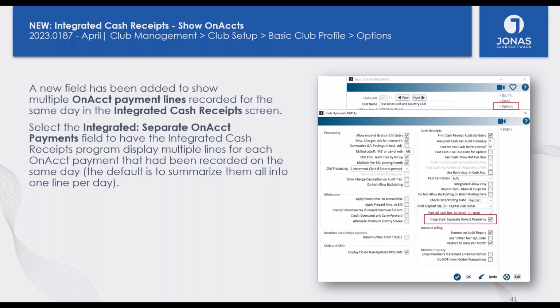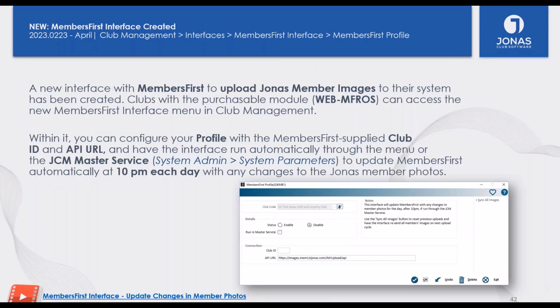So next up, we've done a new program here for the Members First interface. So we now have an interface for member photos specifically. So if you load member photos into your Jonas Club Management system, we can now have that sync to your Members First website for those of you that are a Members First website customer. If you are interested in this program, you just need to reach out to your sales rep at Jonas and they can get this module added for you. And then we can work with the Members First team to actually turn on this API interface here to actually start syncing your member photos from Jonas to the Members First website.